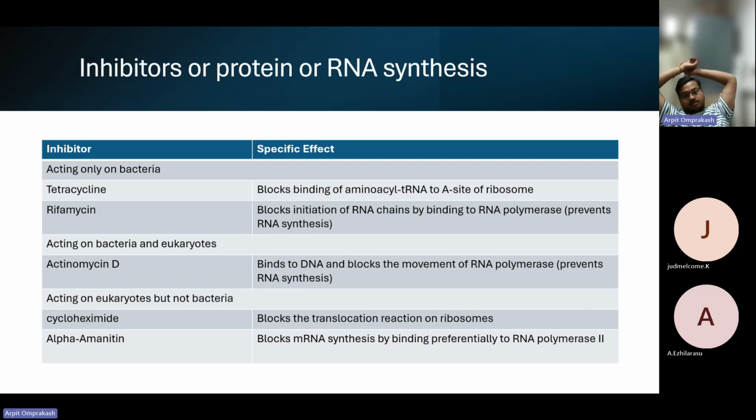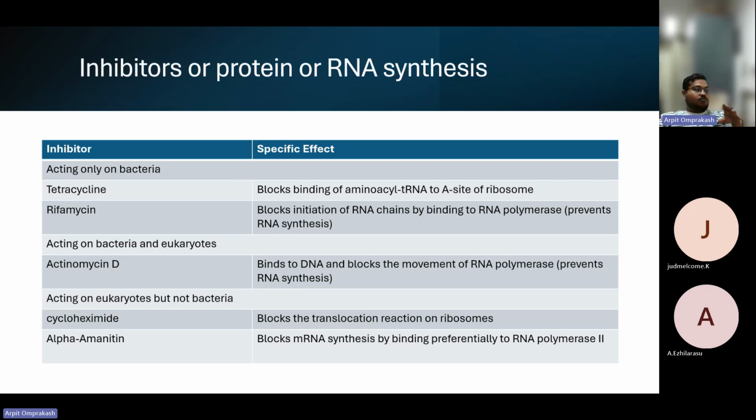Then we have other molecules that act both on bacteria and eukaryotes, such as actinomycin D, which basically binds to the DNA and blocks the movement of RNA polymerase. So it prevents RNA synthesis.